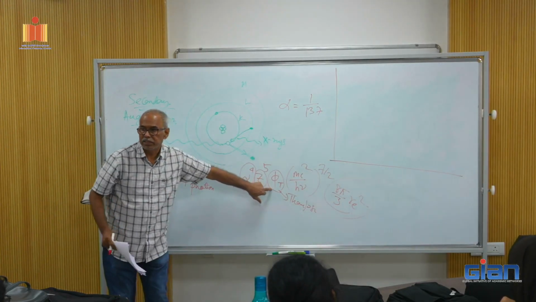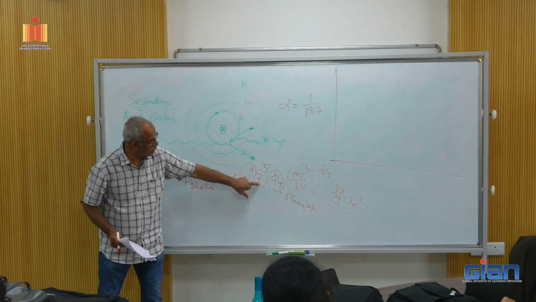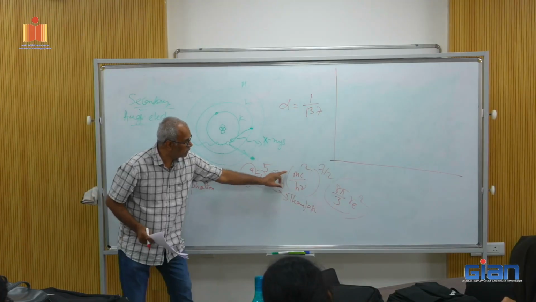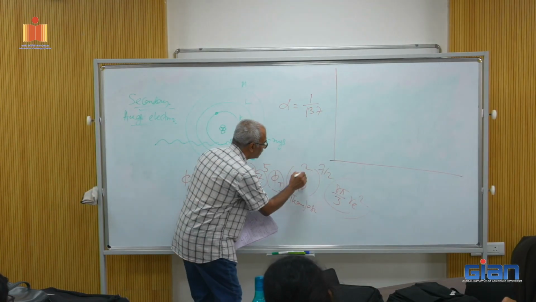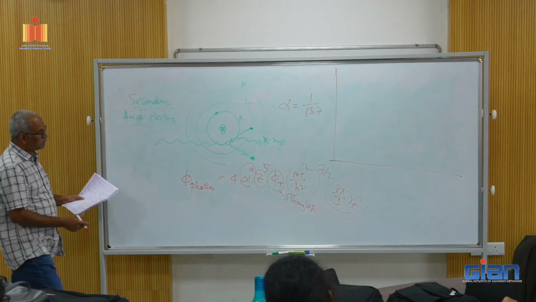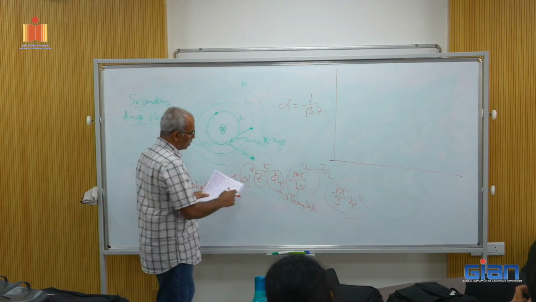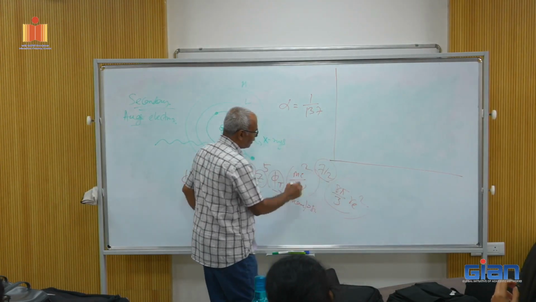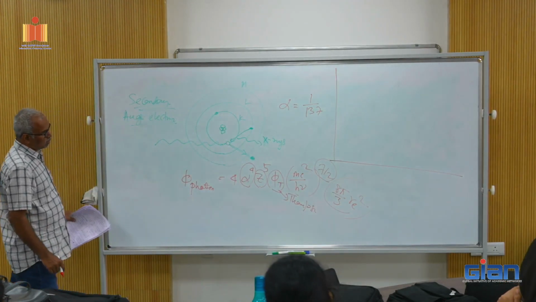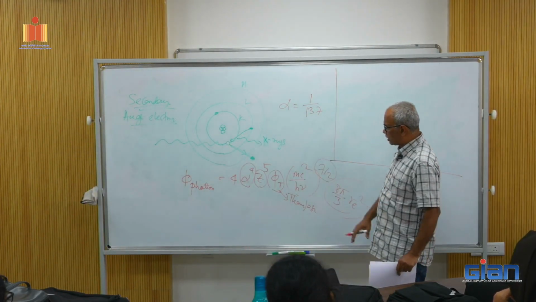So you have alpha to the power 4, Z to the power 5, phi t, and then you have mc² by hν. One of them is the photon energy, and this is the rest mass energy of the electron, to the power 7/2. So this is for a very heavy element where Z is very large.